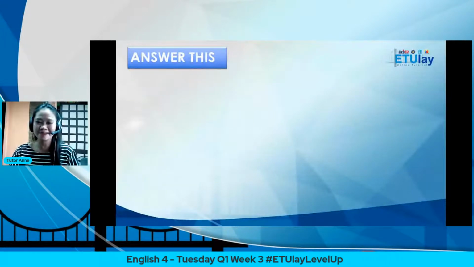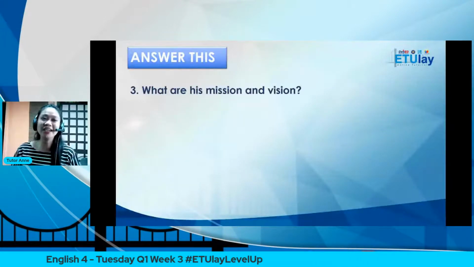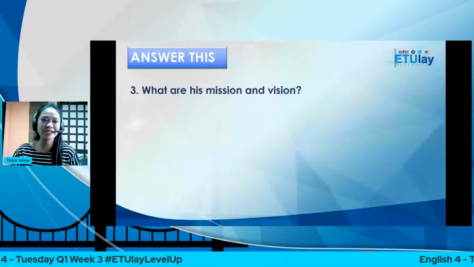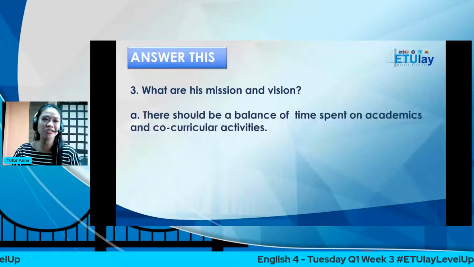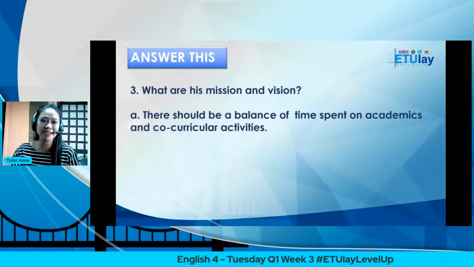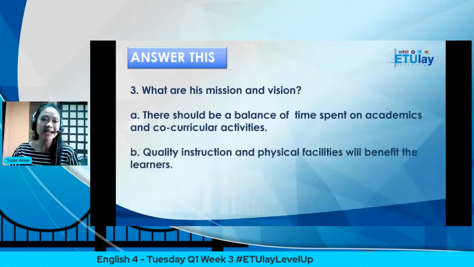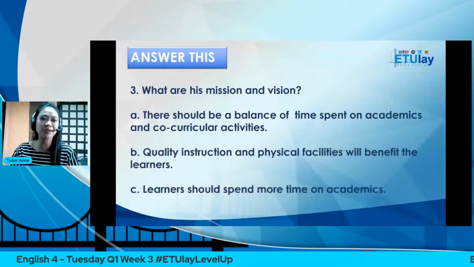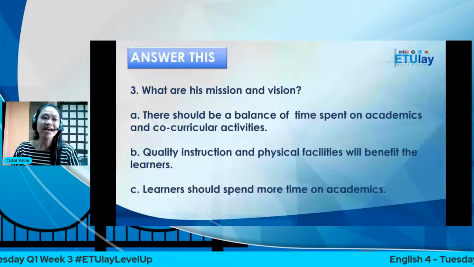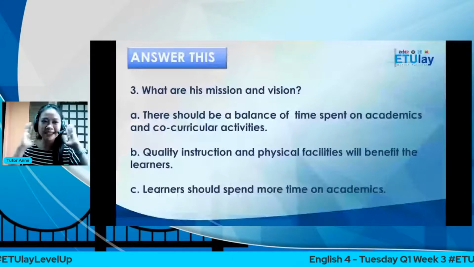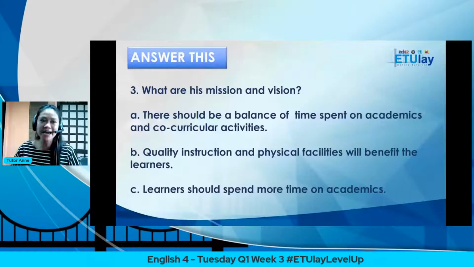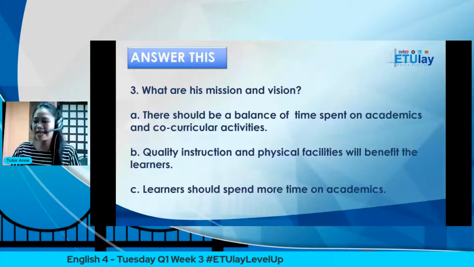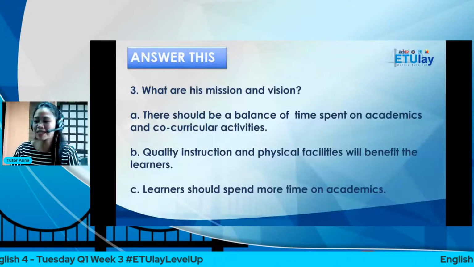Eto, last na. What are his mission and vision para sa school? May choices na dito. Letter A, there should be a balance of time spent on academics and co-curricular activities. B, quality instructions and physical facilities will benefit the learners. Or C, learners should spend more time on academics. So alin dyan? You could give me multiple answers for this one. Is it A, B, or C? Alin kaya dyan ang tamang sagot?